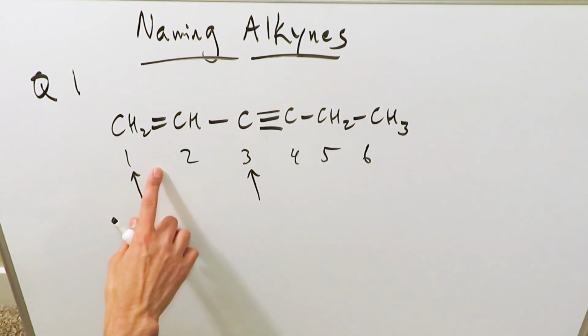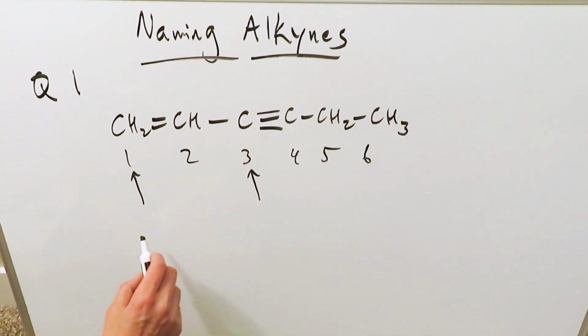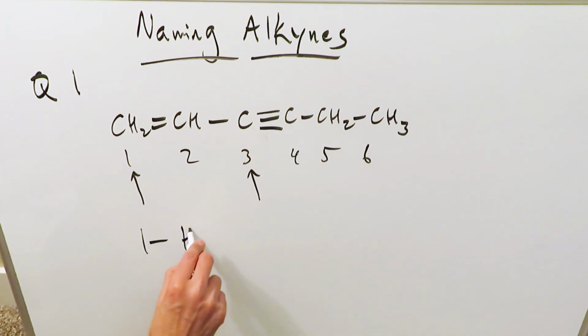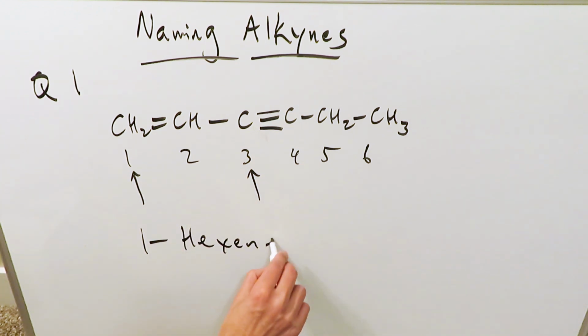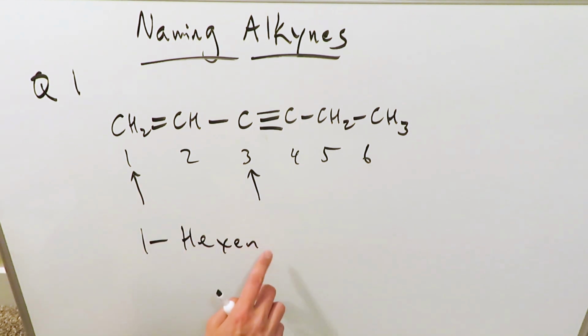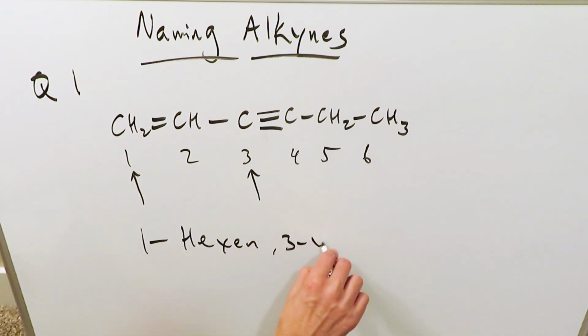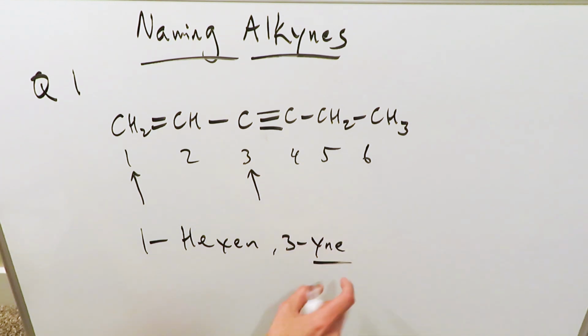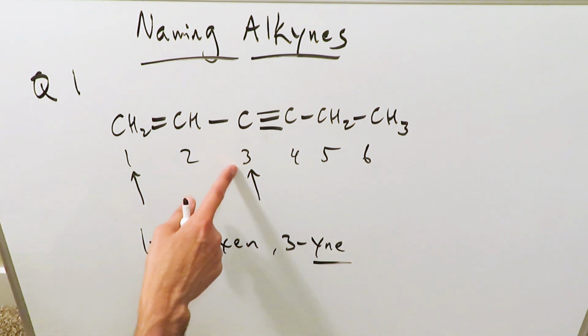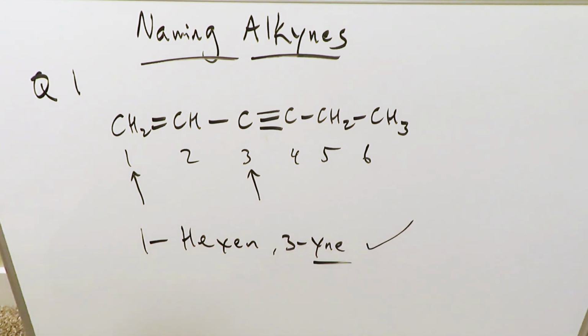Now look, when I'm looking at this, I know my alkene is on carbon number 1, my alkyne is on carbon 3, and I will name it in the following way: 1-hex-en. There's an E to indicate it's an ene, a double bond, an alkene, but you can remove that for proper alphabetical representation in terms of chemistry. I have a 1-hexene, and then I'll say here 3-yne, Y-N-E. This Y-N-E represents an alkyne at carbon 3. 1-hexene, 3-yne, this right here is the correct name and it will be right.